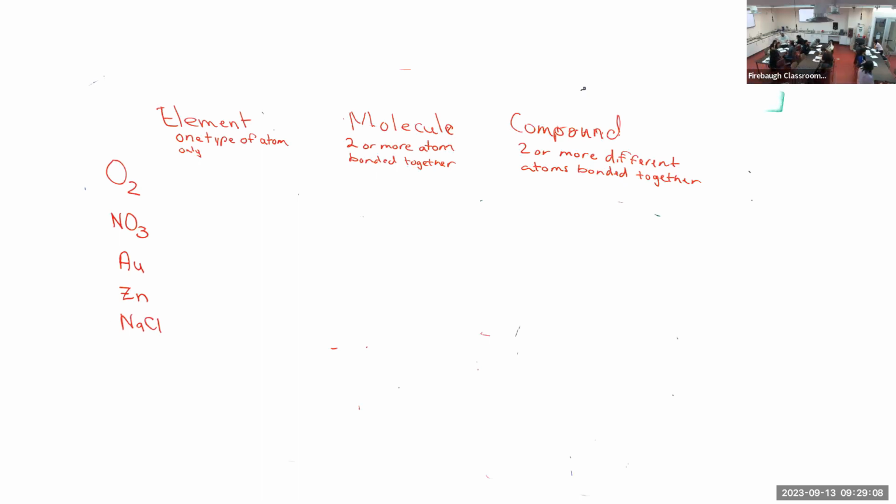So we have O2 on the board. Is that an element? Based upon the definition. What is the definition? One type of atom only. It's not only one, it's just one type, so that means I got multiple of them, right? So, is it an element? And the name, doesn't it say diatomic element? How many of you guys think it's an element? Raise your hand. O2. Okay? Based upon the definition, it's an element, right? It is an element. So we're going to put a check mark here.